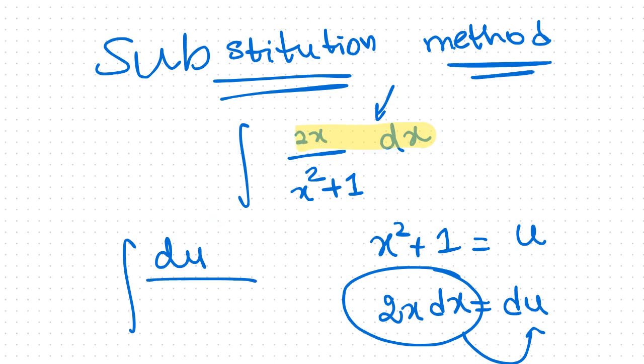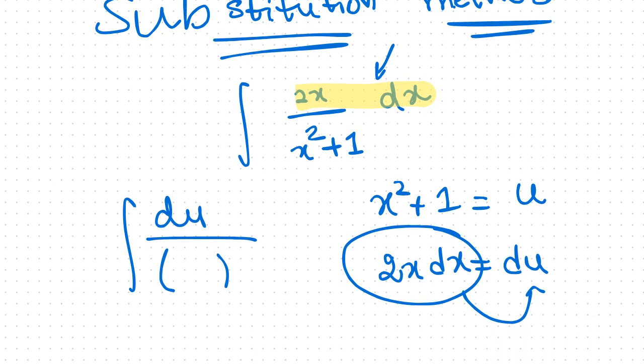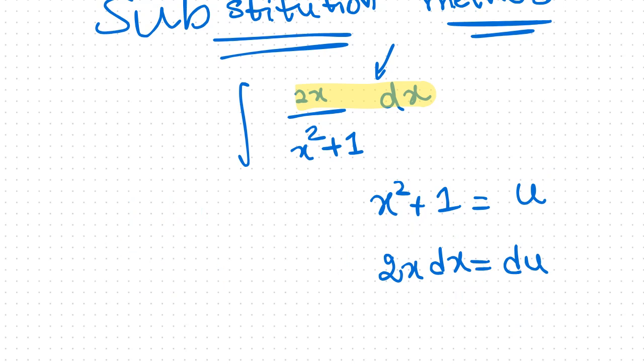Now in the denominator, what is left? 2x. Instead of 2x, you are writing 2x du. Why du? You are differentiating this. See, let's say this is some variable u, or let's say t.